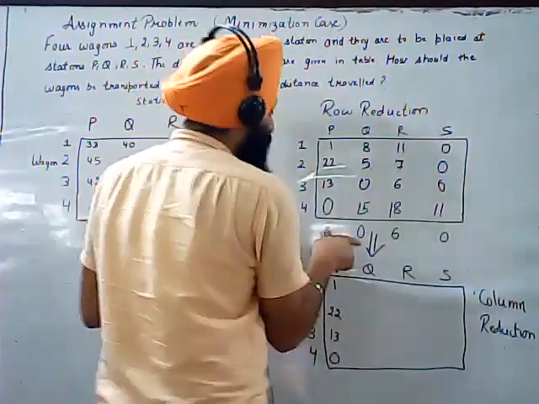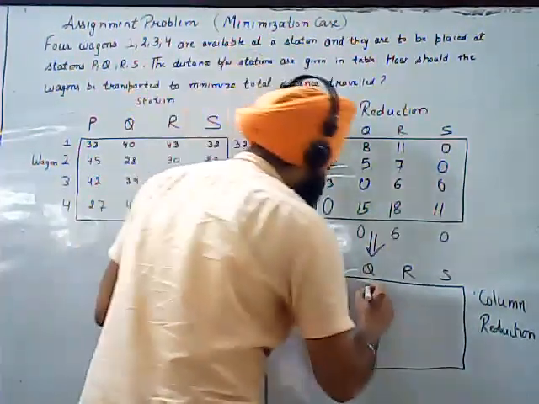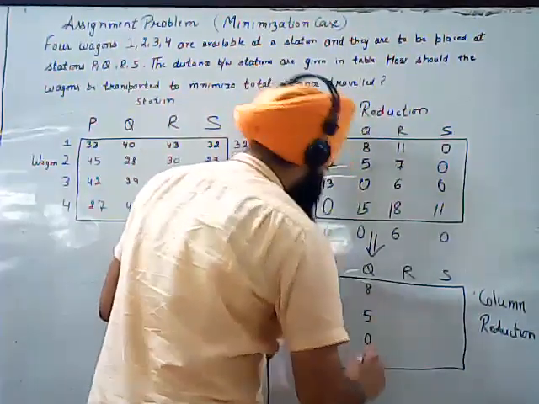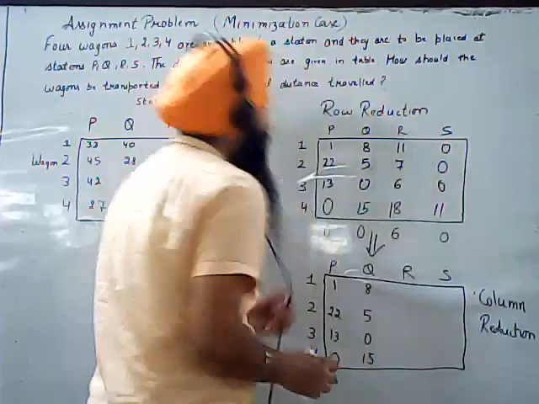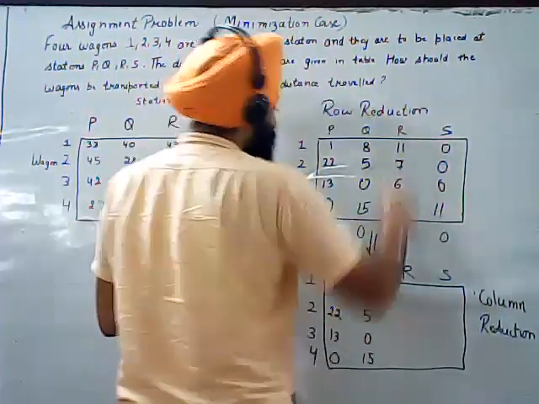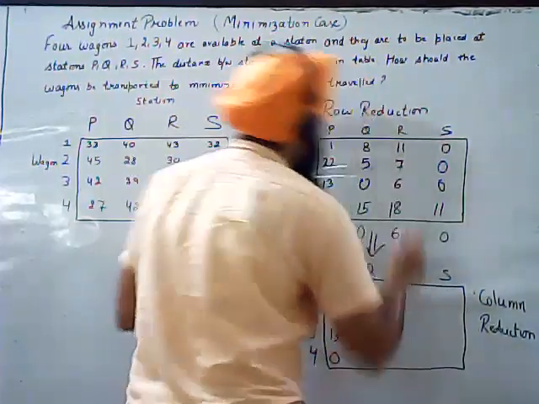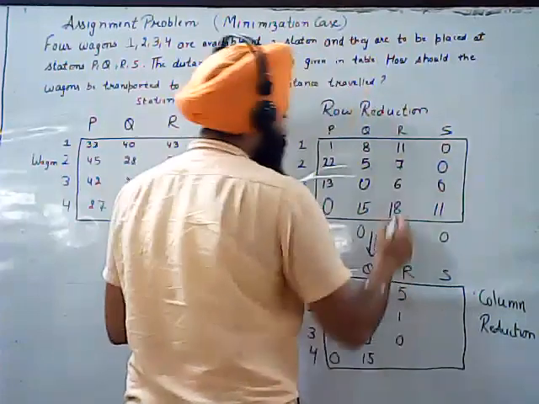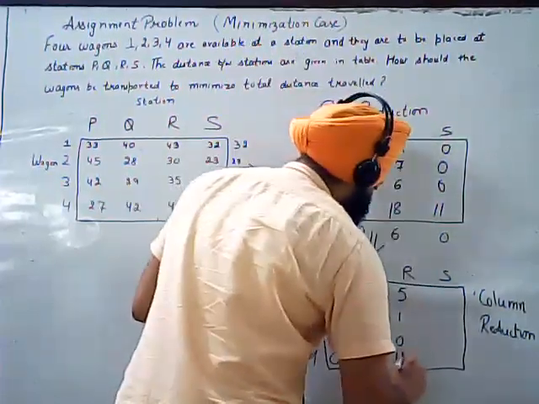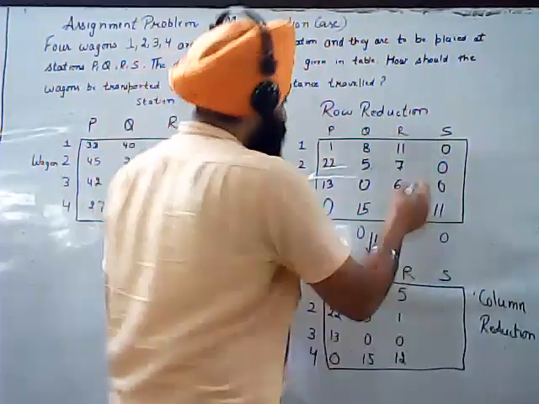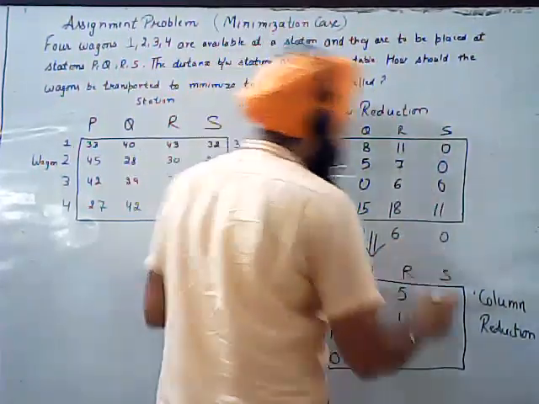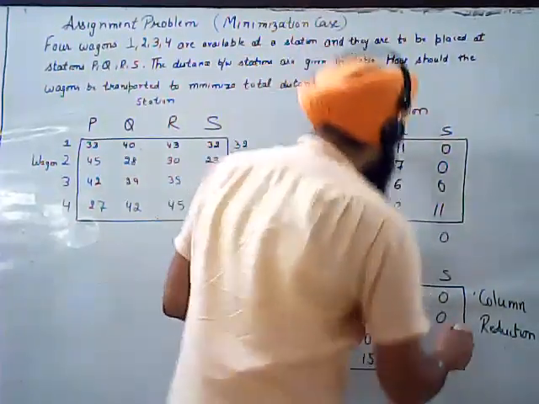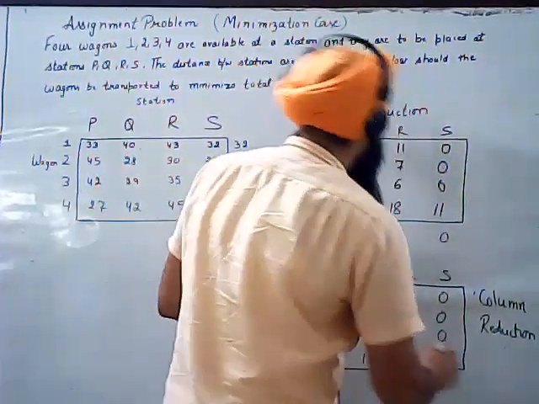Again in the second column the minimum element is 0. So the values will be the same: 8, 5, 0 and 15. In the third column, the minimum element is 6. 11 minus 6 is 5. 7 minus 6 is 1. 6 minus 6 will be 0. And 18 minus 6 will be 12. In the fourth column, the minimum element is 0. So the values will be the same: 0, 0, then the next value is again 0, and the last value is 11.